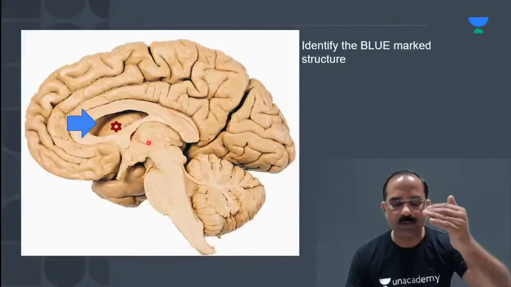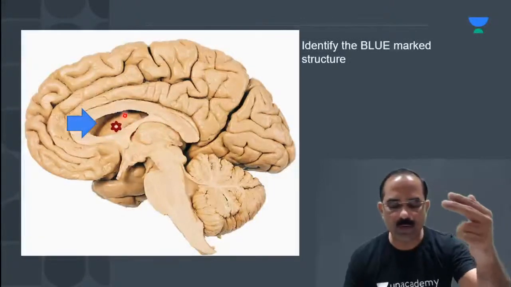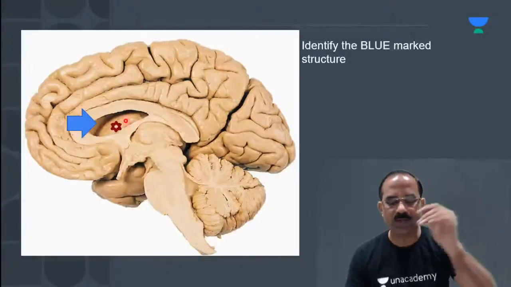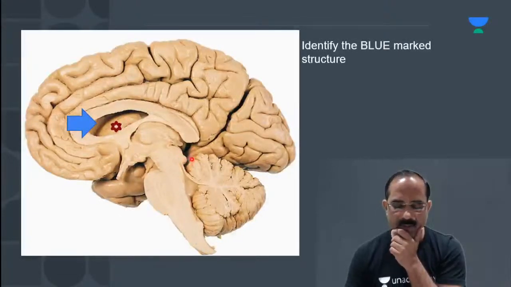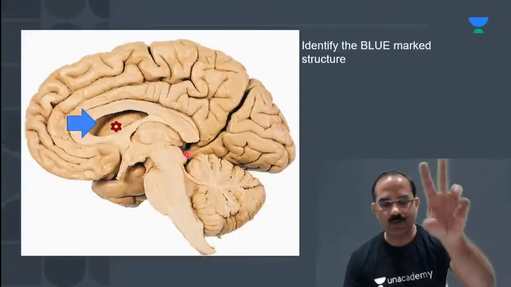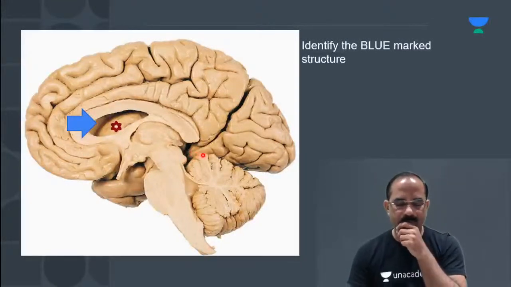One is the thalamus. And the second one is what? No, it's not the lateral geniculate body. The lateral geniculate body is at the back, behind, on the sides of the colliculus. That's the lateral geniculate body.